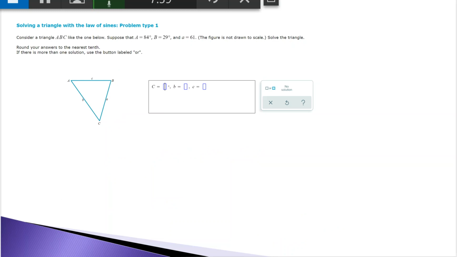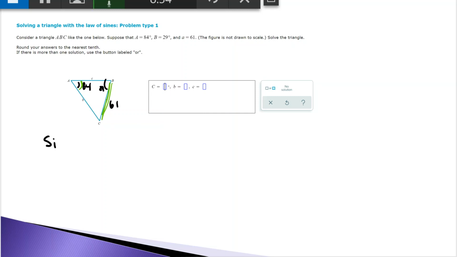So we've got a triangle ABC, it's listed below. A is 84 degrees. B is 29 degrees. And we know that side a is 61. And we need to solve the triangle. So the first thing I want to do is see, do I know an angle and its opposite side? And sure enough, I do. Notice this is an angle, angle, side. So yeah, I know an angle and its opposite side. So this is a perfect situation for the law of sines.